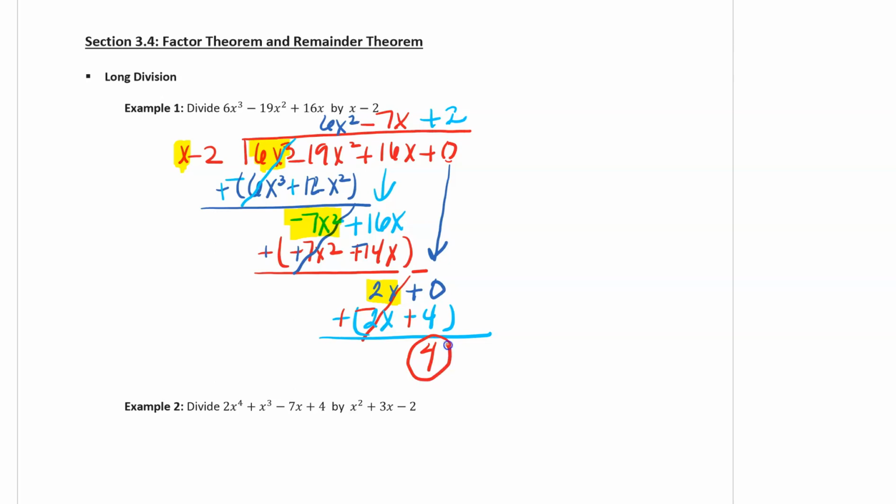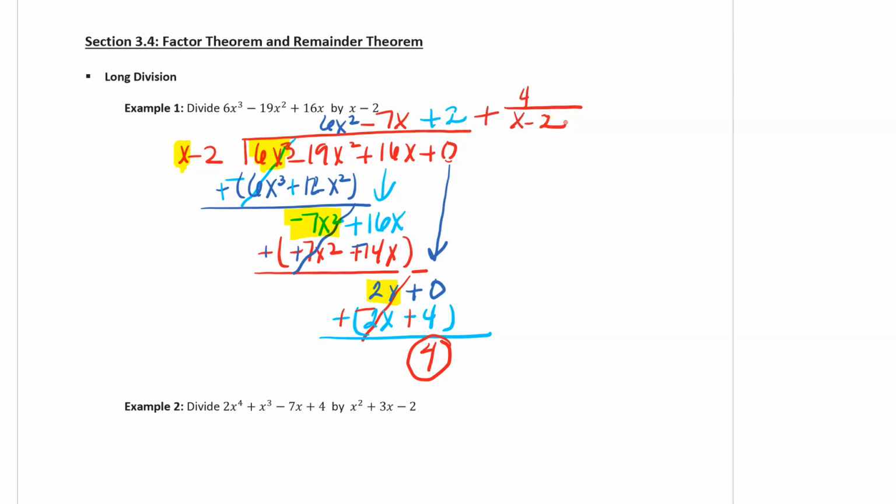Now if you get an answer here, x will never multiply to give us a 4, so this is my remainder. I also notice I don't have any places to put a number on top here, so I'm just going to say plus 4 over whatever you're dividing by.